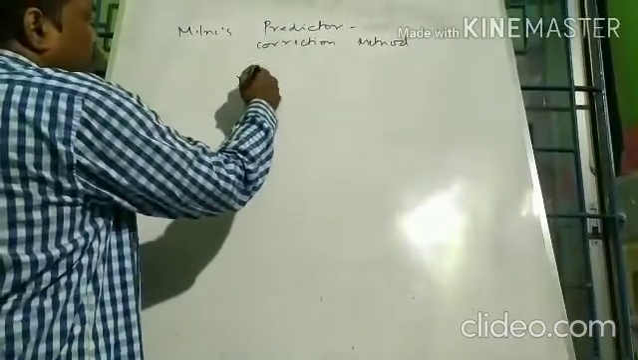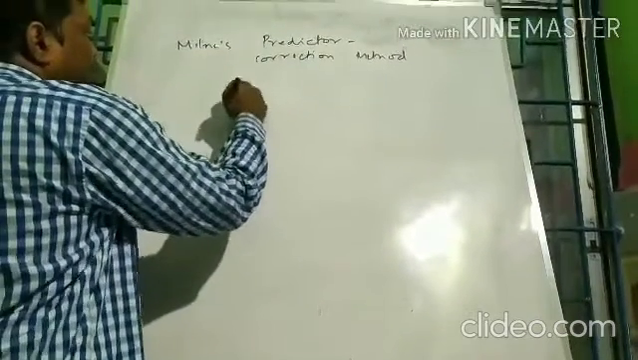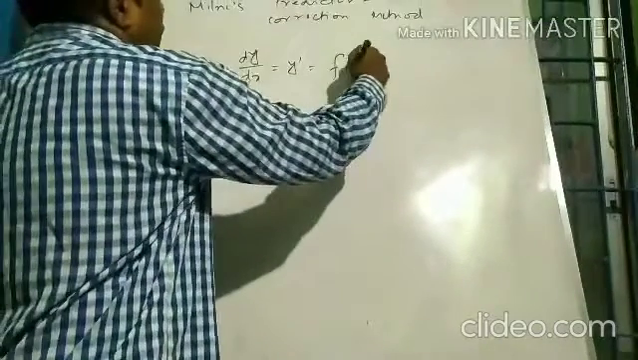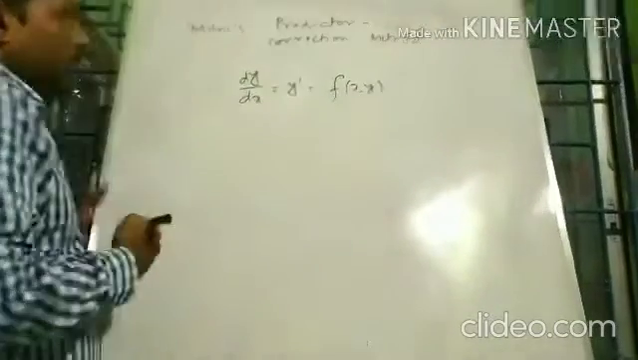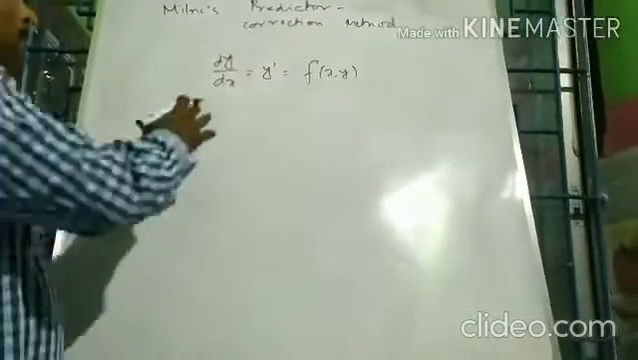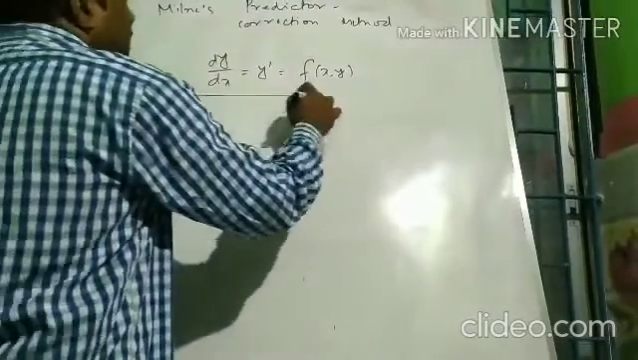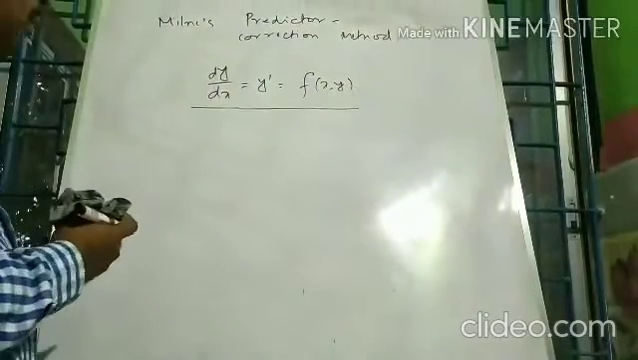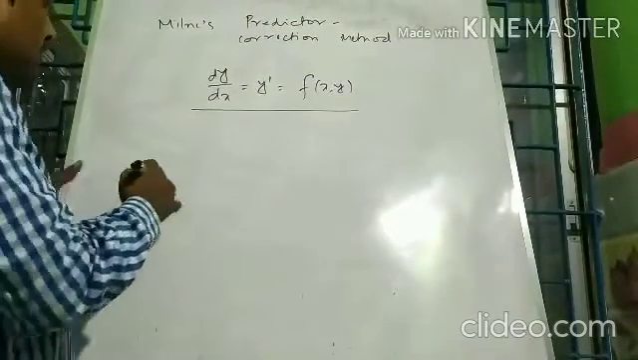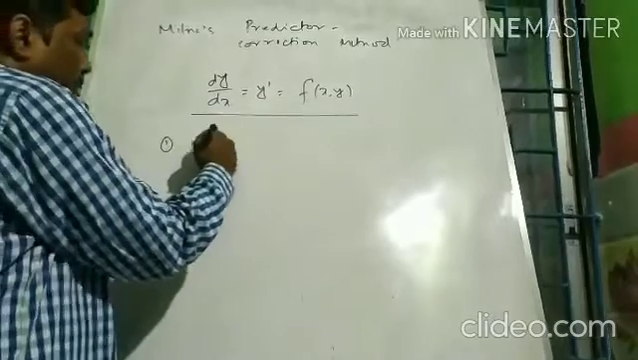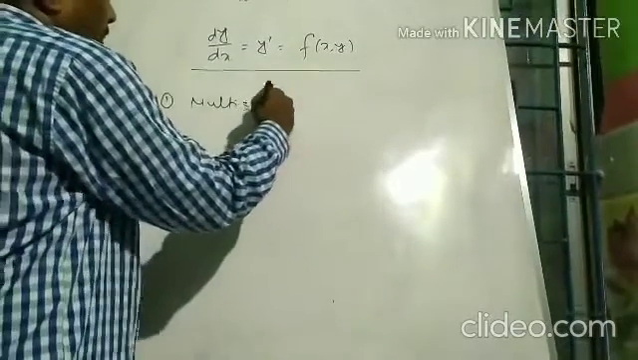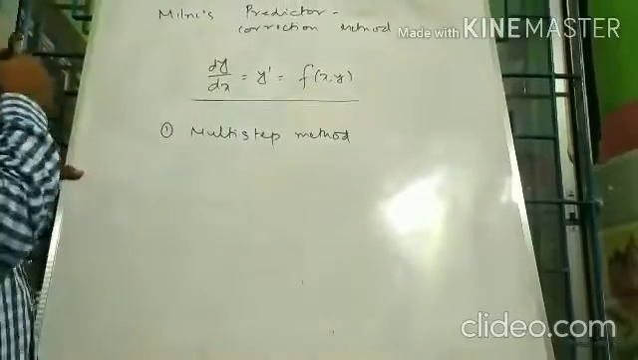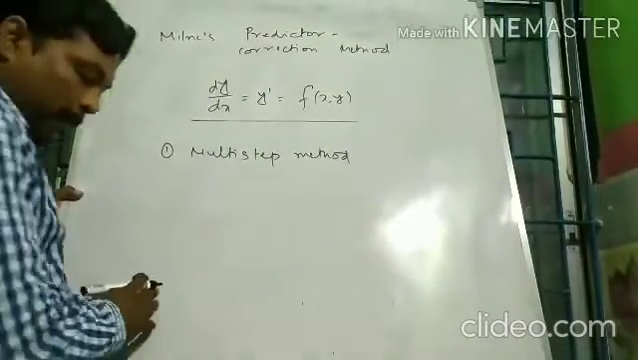Suppose you have a differential equation dy/dx, that is y dashed equals f of x comma y. This is the differential equation. You have to solve this differential equation using Milne's predictor-corrector method. Milne's predictor-corrector method is a multi-step method, just like the modified Euler method.